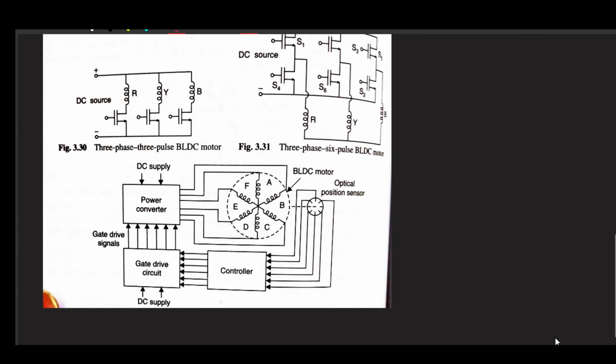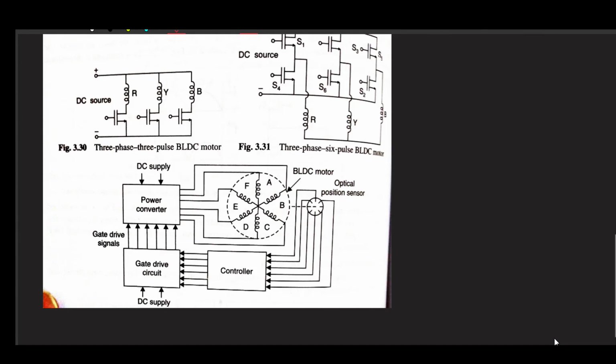It is like all the three A, B, C phases are there. Now here you can see that what we do in that three-phase, three-pulse BLDC motor, we are going to apply three pulse. Then the question is that how this can produce the waveform that we want.